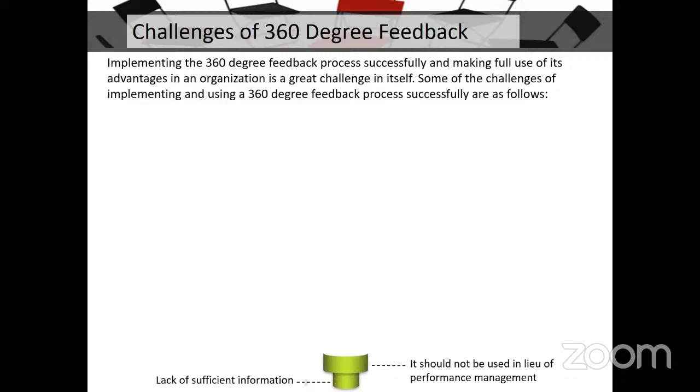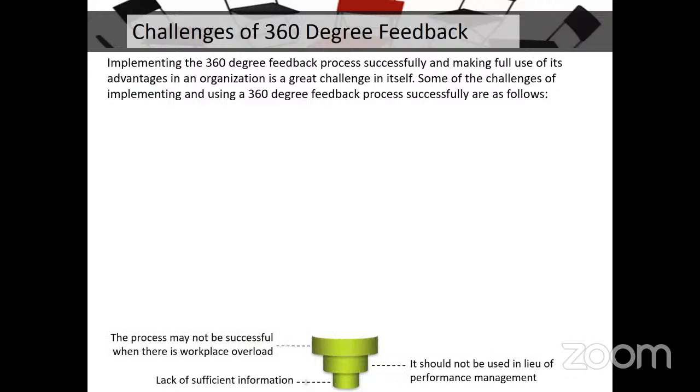It should not be used in lieu of performance management. Like I said, performance management is a system. It's ongoing. So this is just a tool to embrace and to enhance your performance management. So don't forget everything is about performance management. Don't forget anything about your strategic direction, because now you have this 360. The performance management system still needs to be embraced.